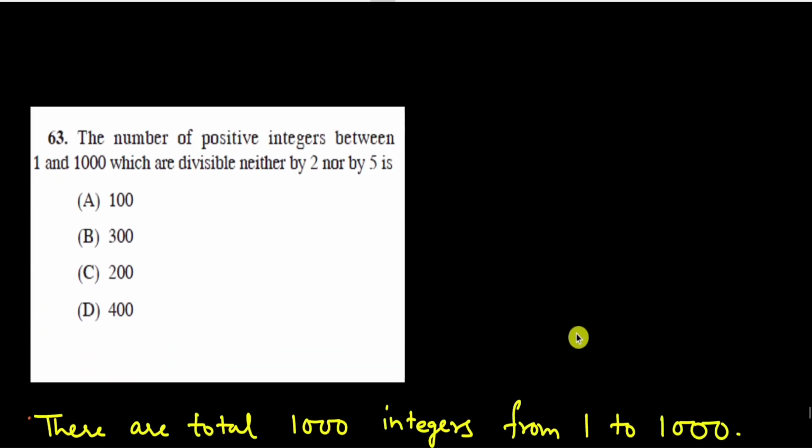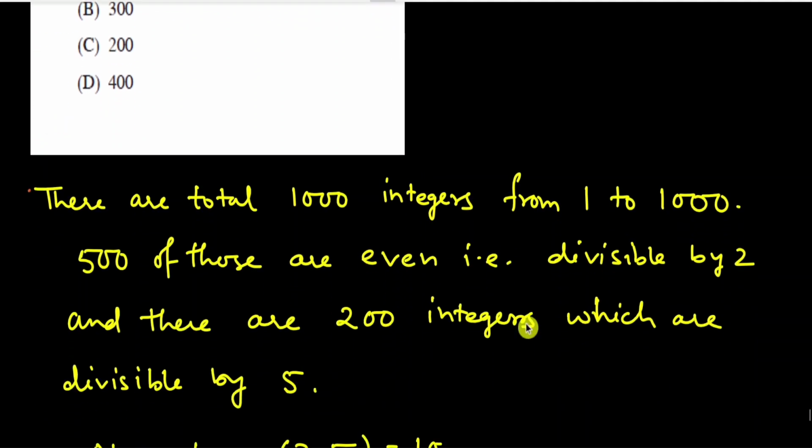The number of positive integers between 1 to 1000 which are divisible neither by 2 nor by 5. So we first calculate the number which are divisible by 2 and 5, then subtract those numbers from 1000, then we get our answer. So let's start the solution.